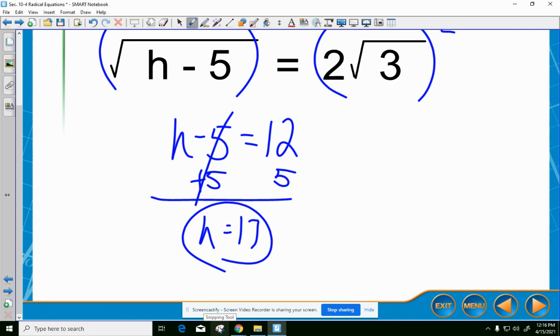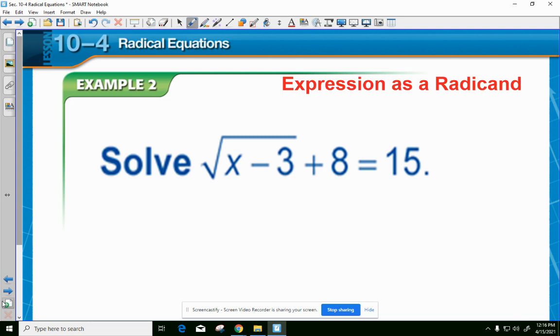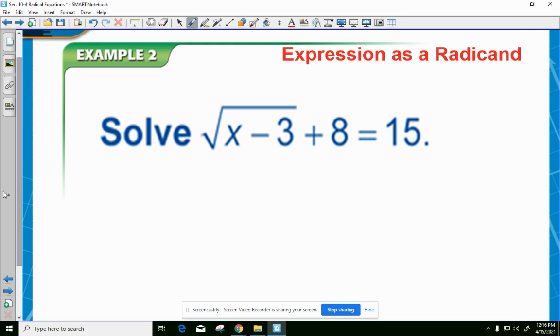Okay. Well, they're all similar. So here's the next one. How many moves are you going to have to make here? Can you see it? You don't have to know the answer. Can you see how many moves you're going to make?